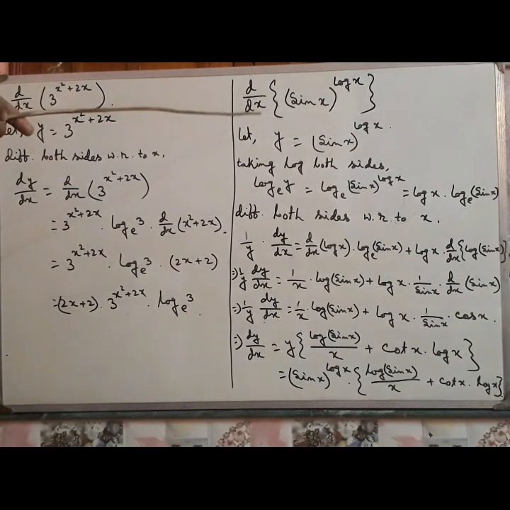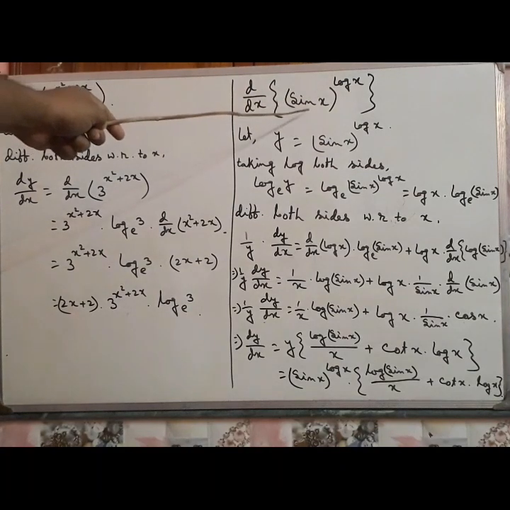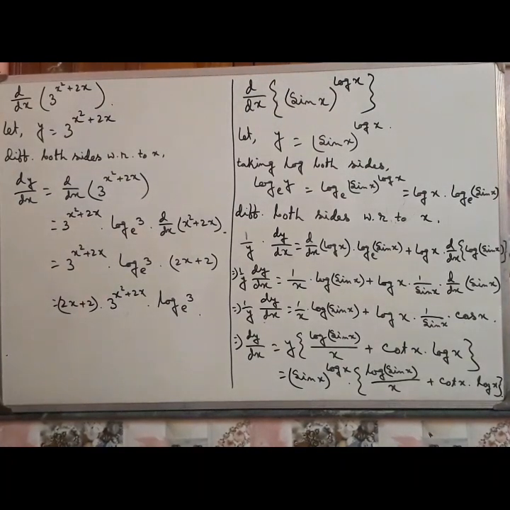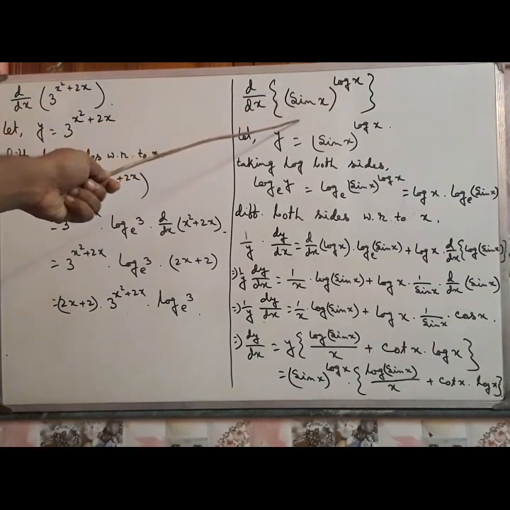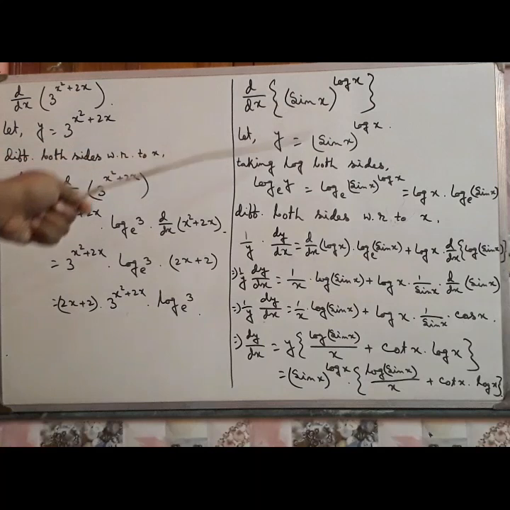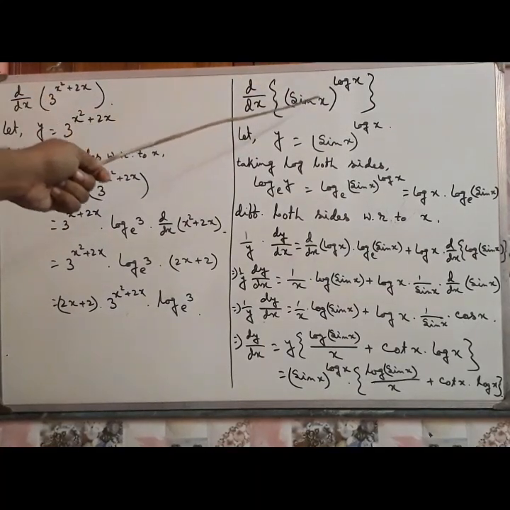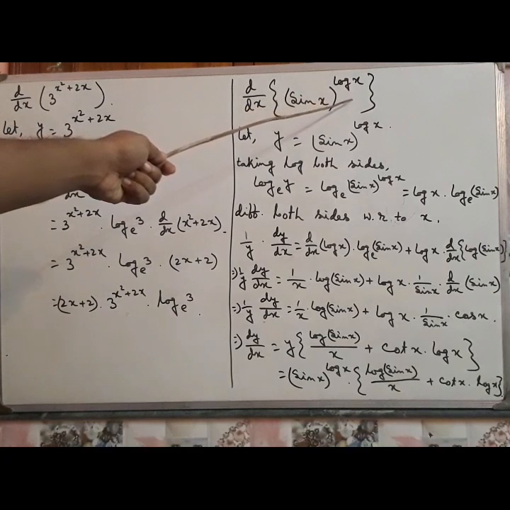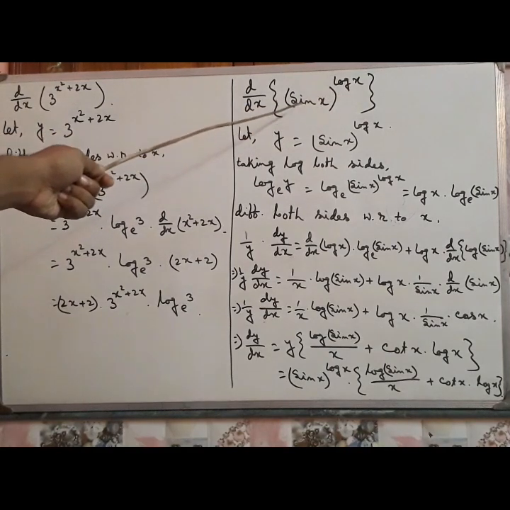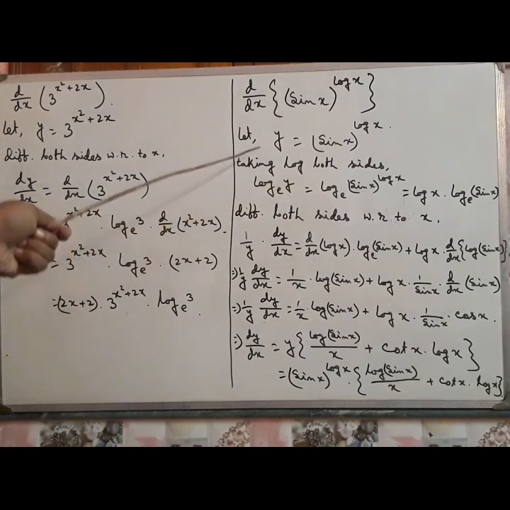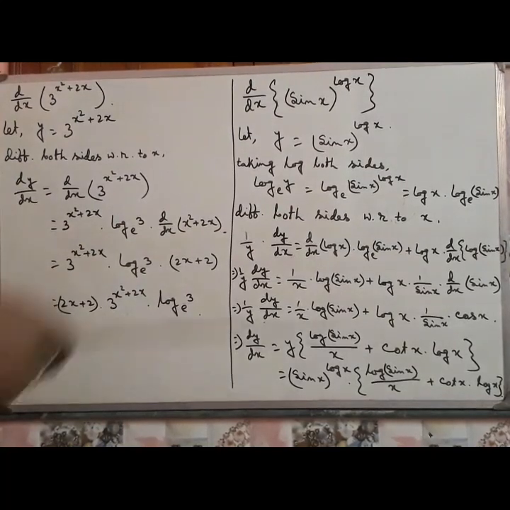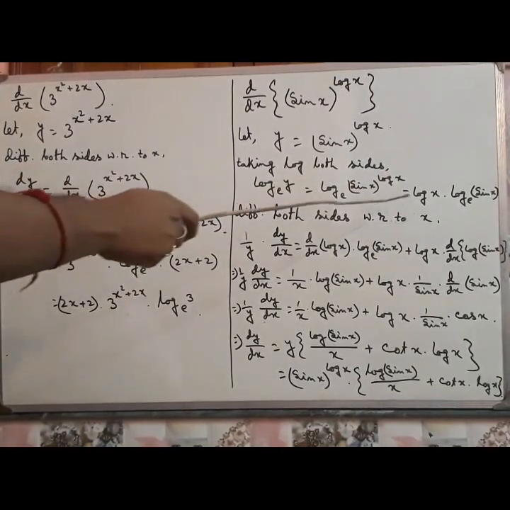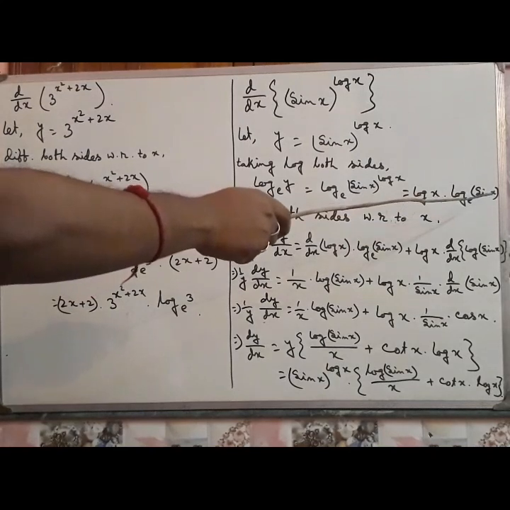The second function you see, sin x to the power log x, okay. So you see the variable is used as the power of another variable. In this case, when the base and the index or power both are variables, then you have to use log both sides. Then log y will be log of sin x to the power log x. The power will come to the coefficient, that is log x into log sin x to the base e.